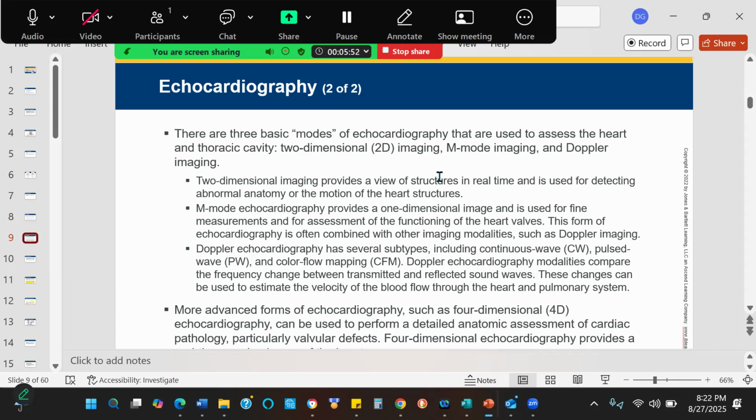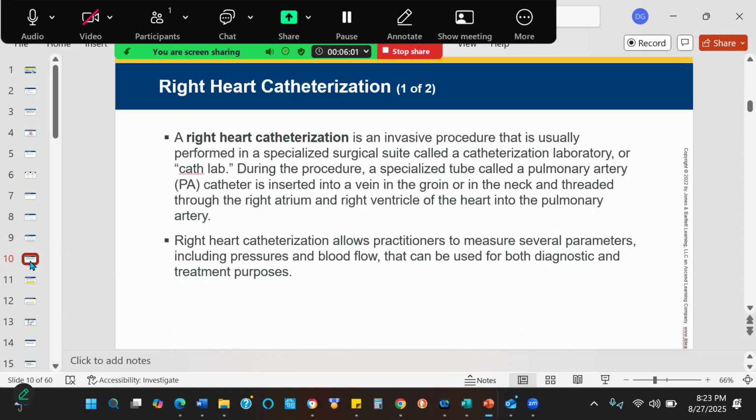Three types of echocardiogram are 2D, M mode, and Doppler. And I think that's really all you need to know, except that the pictures are amazing these days, just amazing.